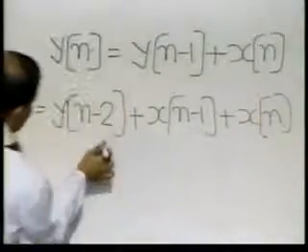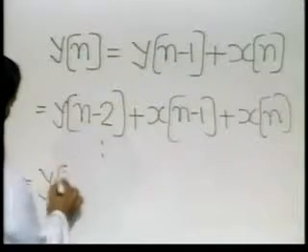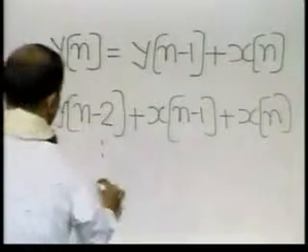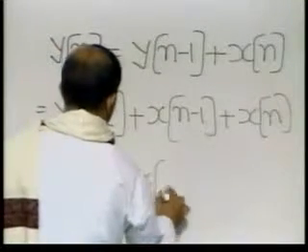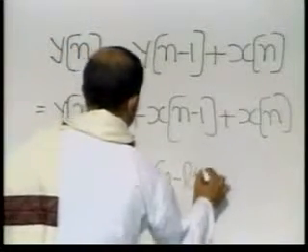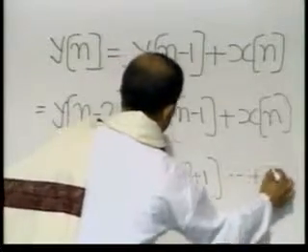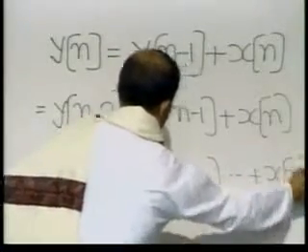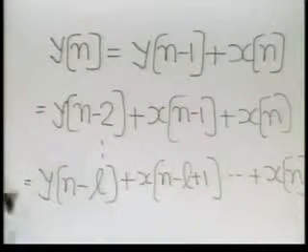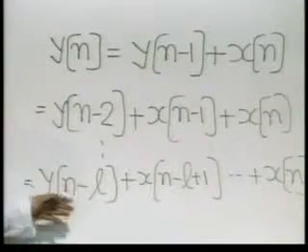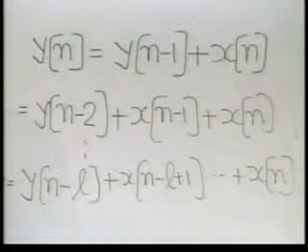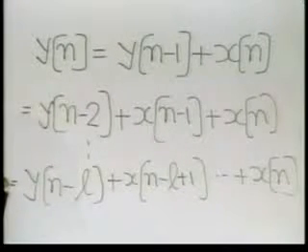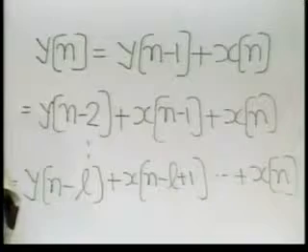And this process can be continued. So, you may write this as y[n-L] + x[n-L+1] and so on, plus x[n]. And one can argue that one can go infinitely backward in time until one reaches a zero value of y. Perfectly acceptable as an idea.